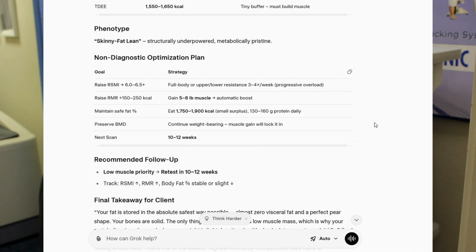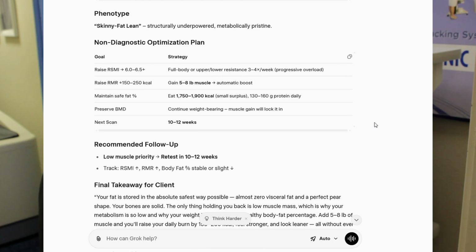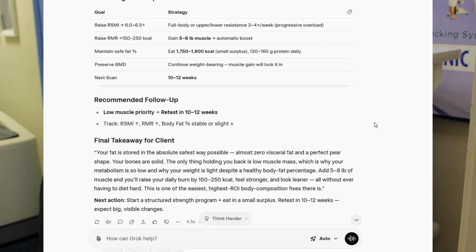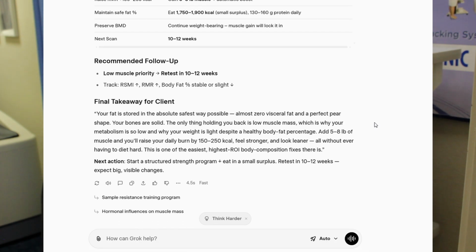Definitely work out with some weights, gain some muscle. Definitely encouraging her to eat on the higher side of her total daily energy expenditure. Continue weight bearing workouts. Awesome. Final takeaway for the clients. Amazing. This is so amazing.